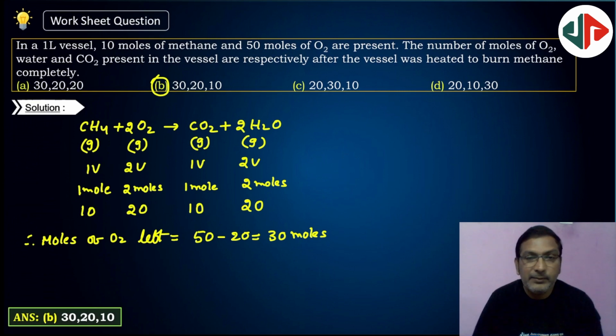10 moles of CO2 and 20 moles of H2O are formed. So out of 50 moles of O2, 20 moles reacting here, 50 minus 20, 30 moles of O2 left. Therefore, a vessel contains 30 moles of O2, 10 moles of CO2, and 20 moles of H2O. Next.